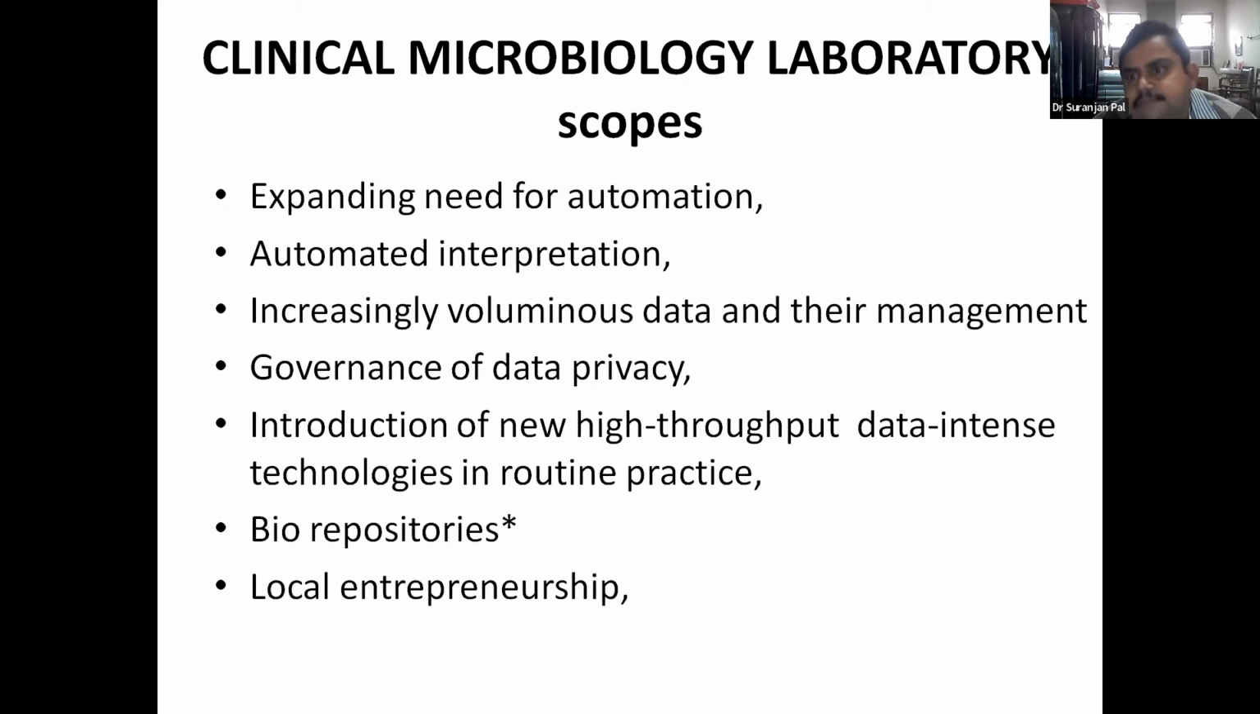Ultimately, the development of newer technology will be the future of clinical microbiology, where if we are not getting involved in clinical decision making, the role of the bench microbiologist will be diminishing day by day. So we have to thrust ourselves into clinical decision making. We have to come out from the confines of the lab.